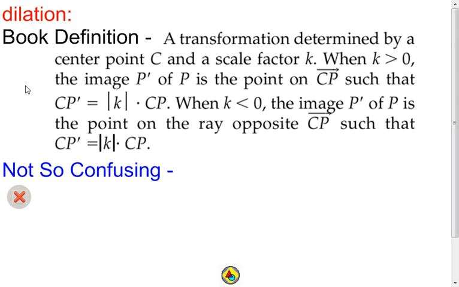When the scale factor is less than 0, then the image point P prime of point P is the point on the ray opposite ray CP such that the length of segment CP prime is equal to the absolute value of the scale factor times the length of segment CP. I get confused just reading that.